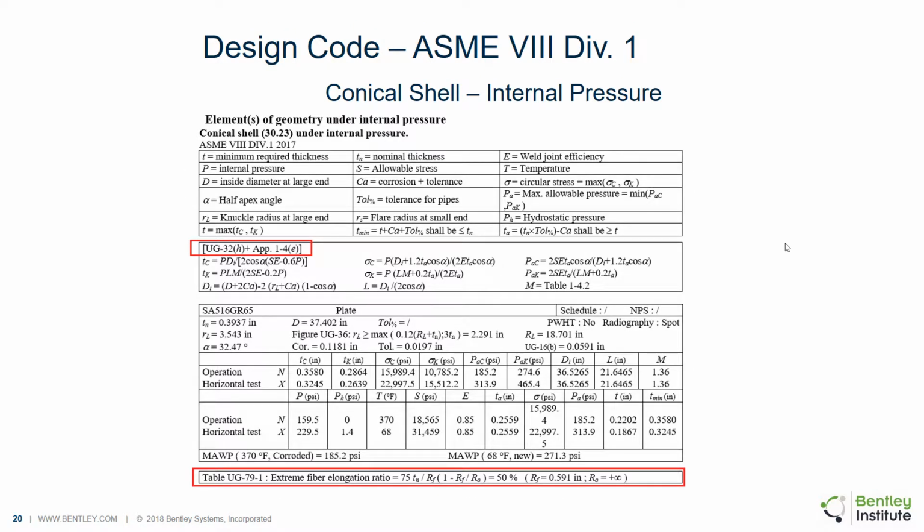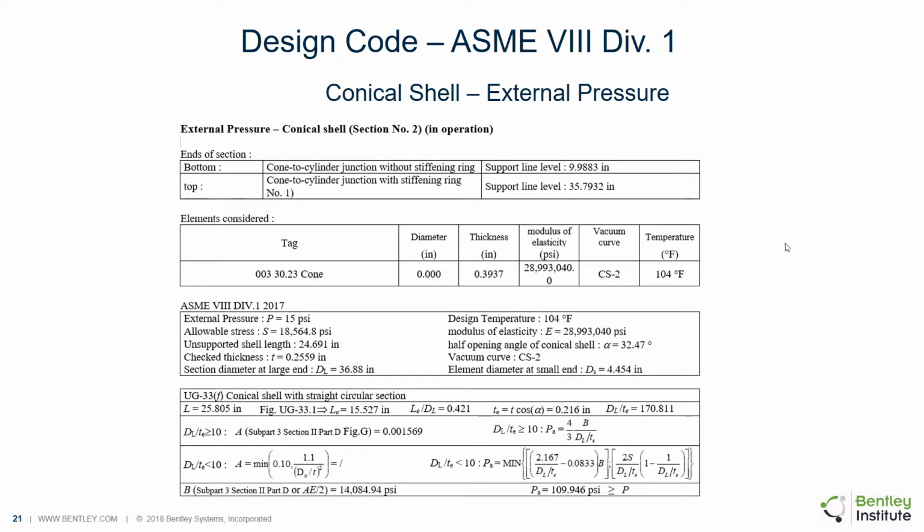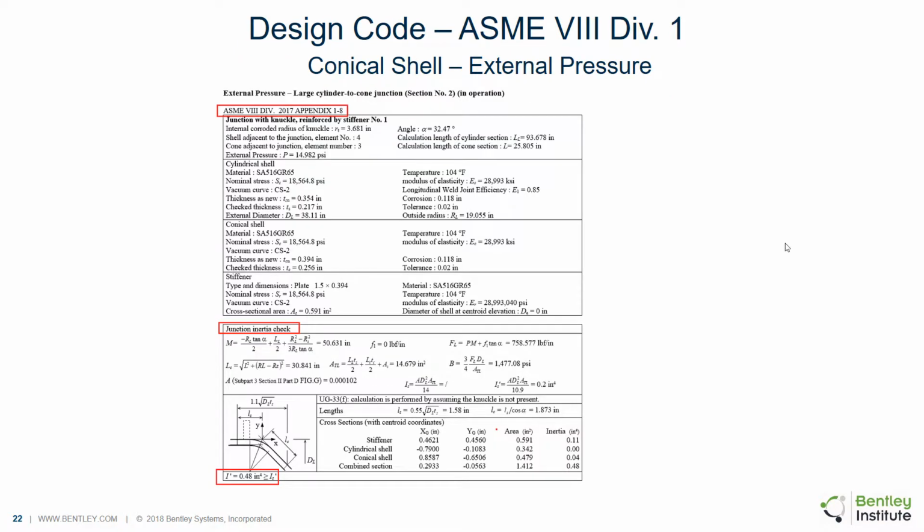Internal pressure calculations for the conical shell include verification of thicknesses in accordance with UG 32H and Appendix 1-4E, and a fiber elongation check performed as per UG 79-1. External pressure check of the conical shell is performed as per UG 33. Appendix 1-8 rules are applied for the external pressure check on the conical shell, the junction inertia calculations are performed, and verification of adequate available moment of inertia is performed.